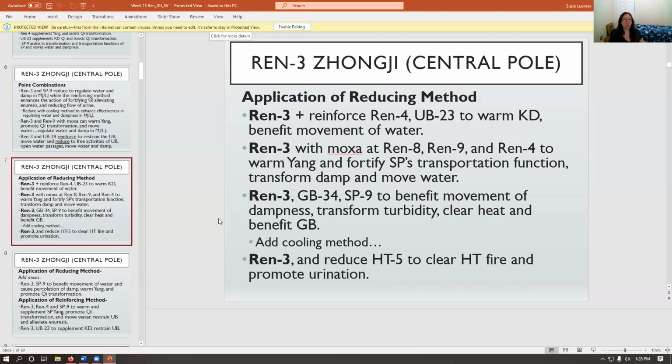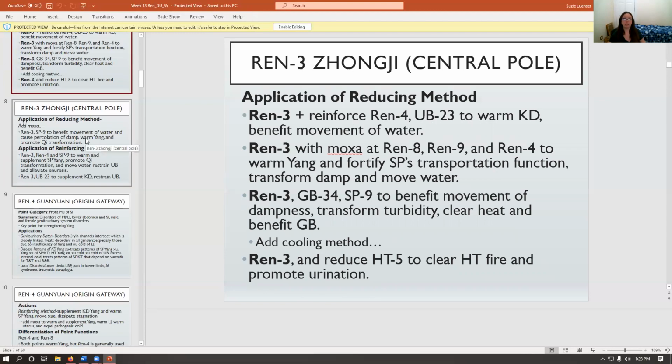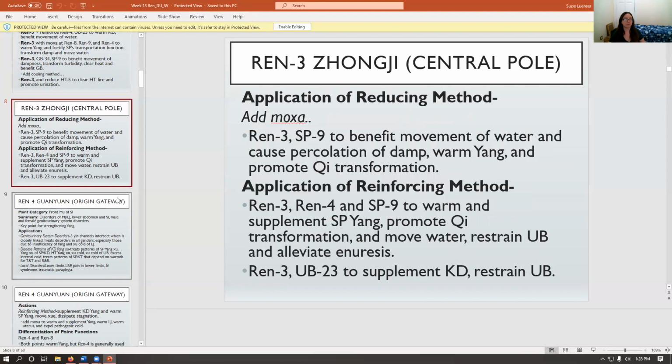And then we can do Ren 3 with Heart 5 to clear heart fire and promote urination in the case of Lin syndrome. Heat Lin, I should say. Let's see, next up we can add moxa with spleen 9. That's basically just going to help boost that warming of the yang and help qi transformation.